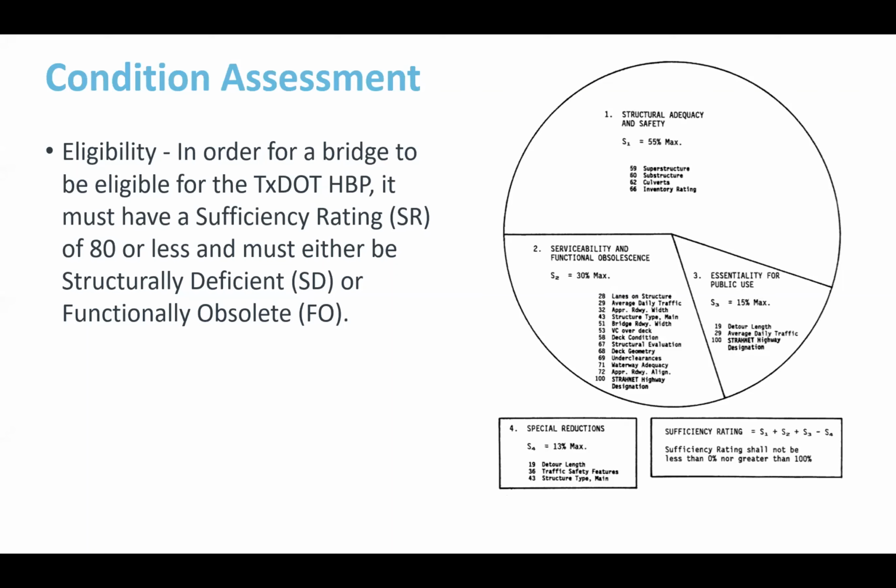So again, S1 plus S2 plus S3 minus S4. The highest score you could get is 100. The lowest score you could get is a 0. And that's the way decisions are made right now. That is, there is a ranking based on sufficiency rating. And if the bridge is structurally deficient or functionally obsolete, it's going to fall on this list. And you can start ranking and prioritizing which bridges you want to address first.